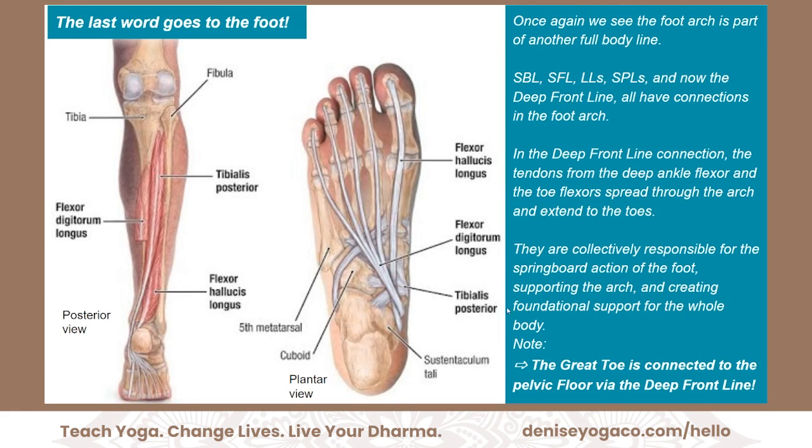So now I just remind you that all of our lines so far, all the other 4 we've looked at, superficial back line, superficial front line, lateral lines, and spiral lines, they all had connections into the sole of the foot. So they are all part of active arch, active foot function. Just think, if you're trying to help somebody improve their stability, their balance, say, I want to improve my balance. I want to be able to stand on one leg. Can you do that without a fully functioning foot? No. The foot has to be functional.